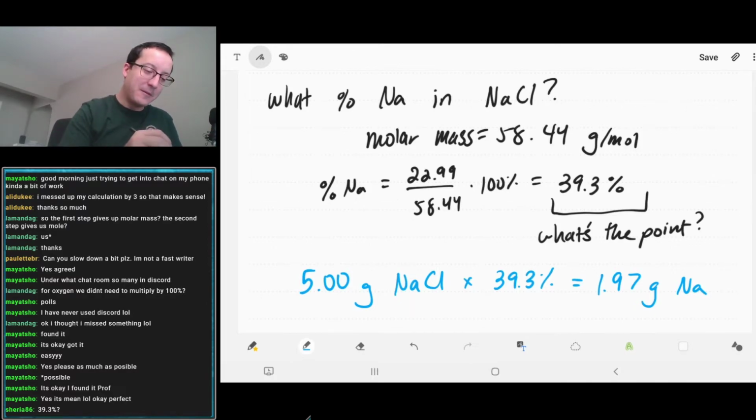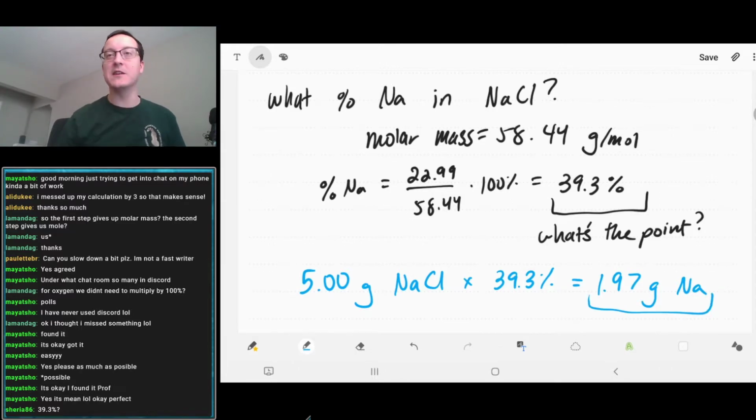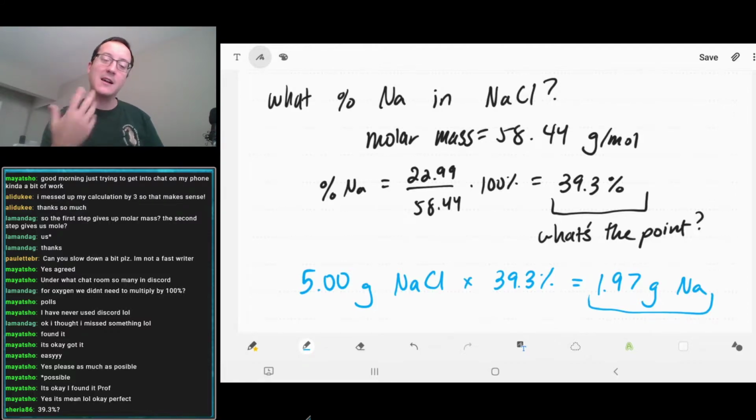So from this, we're able to now use these percentages to apply them to quantities. We can use this to figure out the percent of a particular element within a compound. And then if we wanted to find the mass of that element within a mass of a compound, we can use those percents in that way as well. Does that kind of make sense?